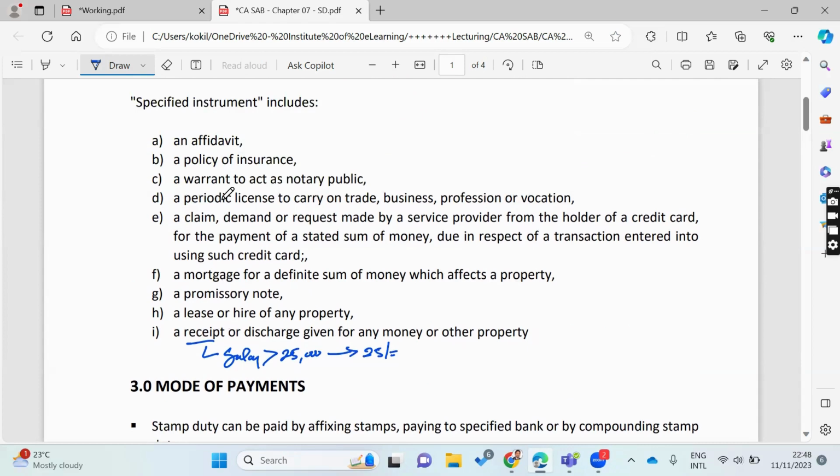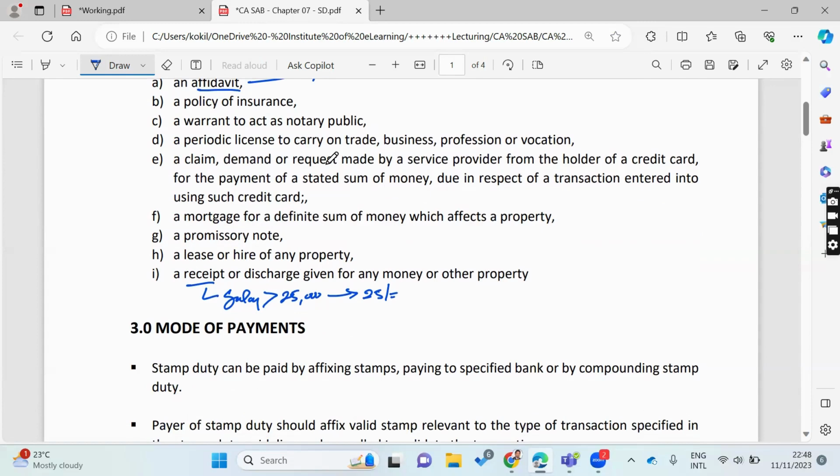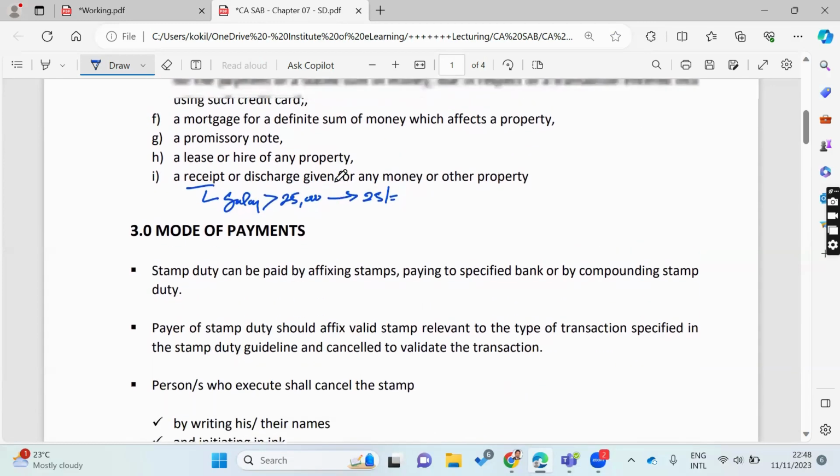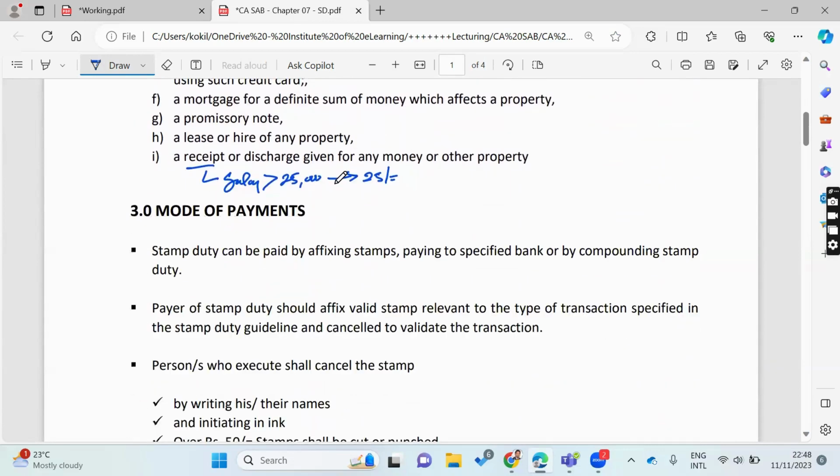Then another famous thing which I discuss here is affidavit. It's 50 rupees. You need to affix a stamp, right? These two are very famous things. Other things I will anyway discuss when I'm sharing the rates. So the instruments are clear. These are the 9 instruments, right?